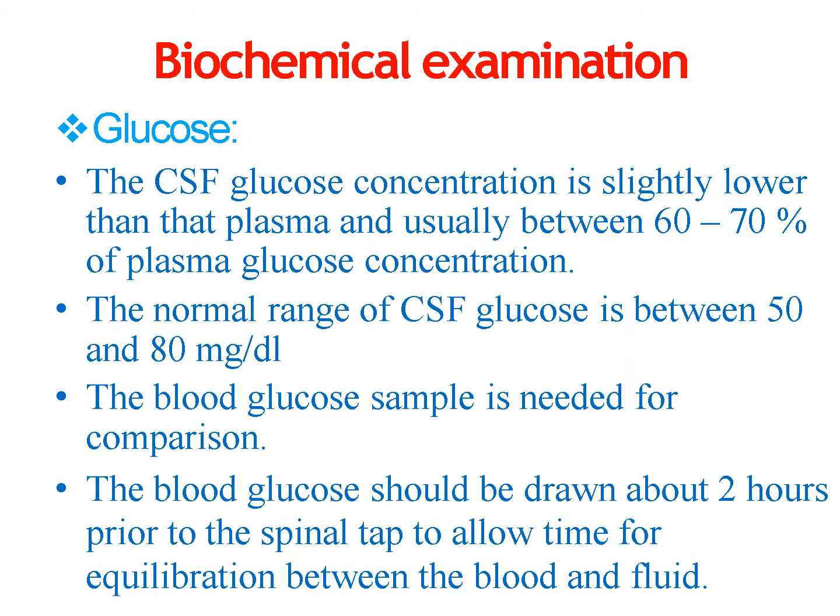With regard to biochemical examination, CSF glucose concentration is slightly lower than that of plasma and usually between 60 to 70% of plasma glucose concentration. The normal range of CSF glucose is between 50 and 80 mg per deciliter. A blood glucose sample is needed for comparison. The blood glucose should be withdrawn about 2 hours prior to the spinal tap to allow time for equilibration between the blood and fluid.